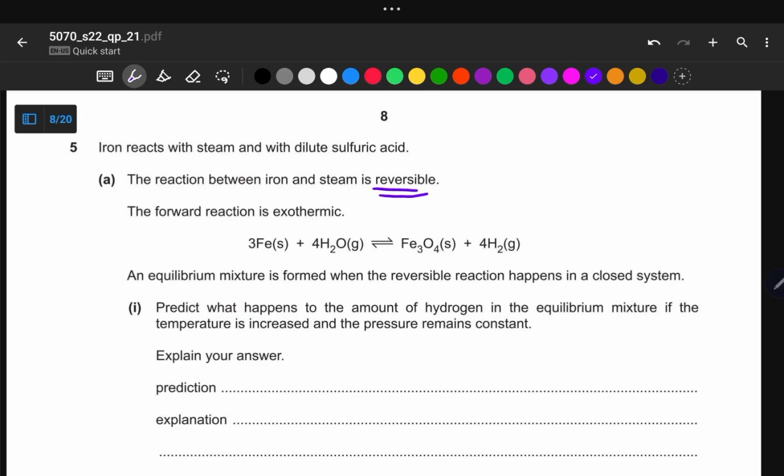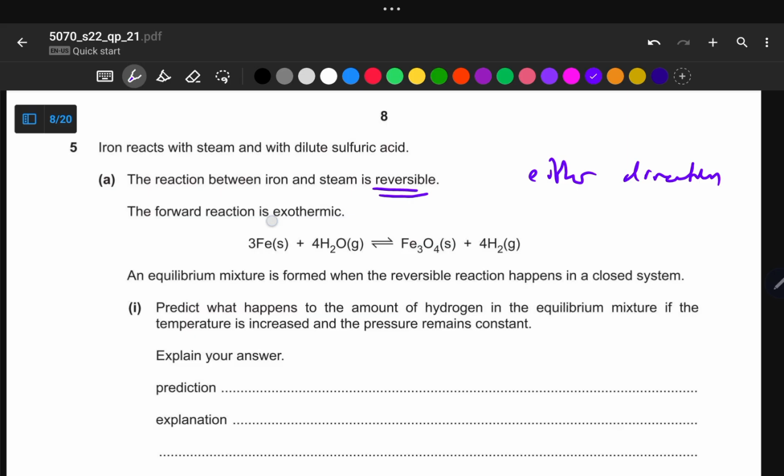So a reversible reaction is defined as a reaction which can proceed in either direction. So we explain this in our topical series. So you need to go and have a look at the high yield topical series, right? Because these topical series are designed based on the exam questions. So you should go and have a look at them.